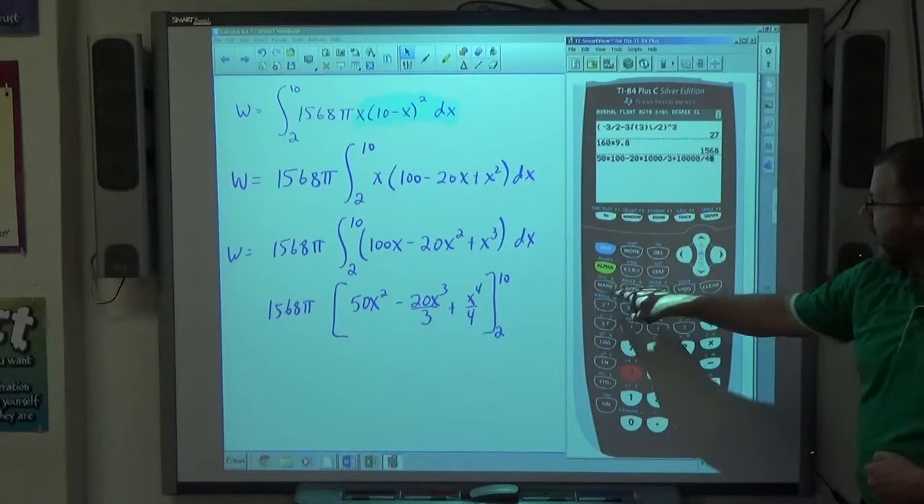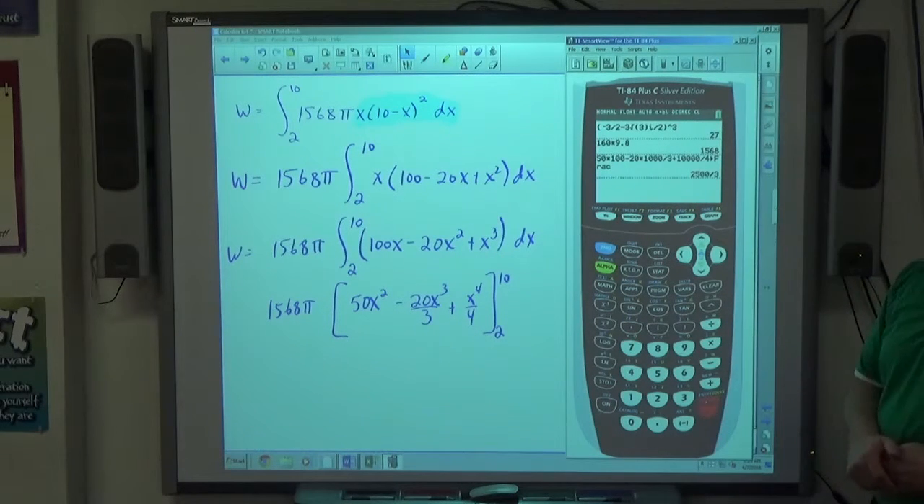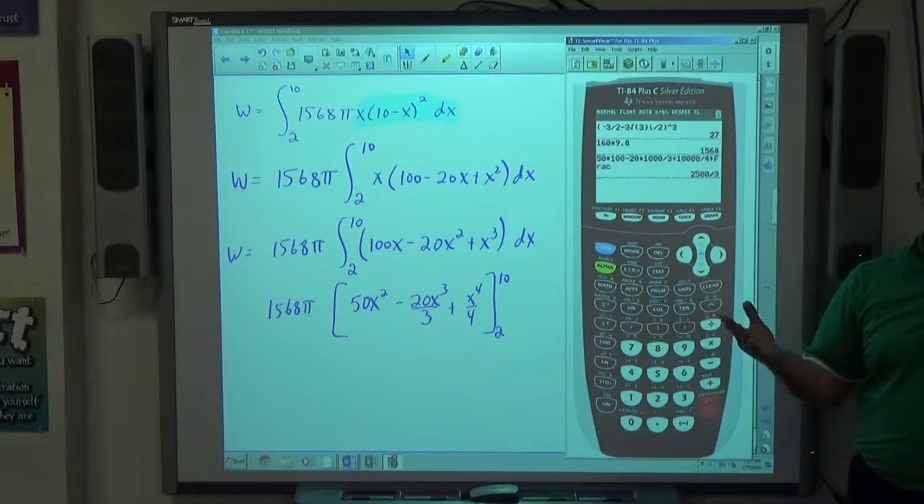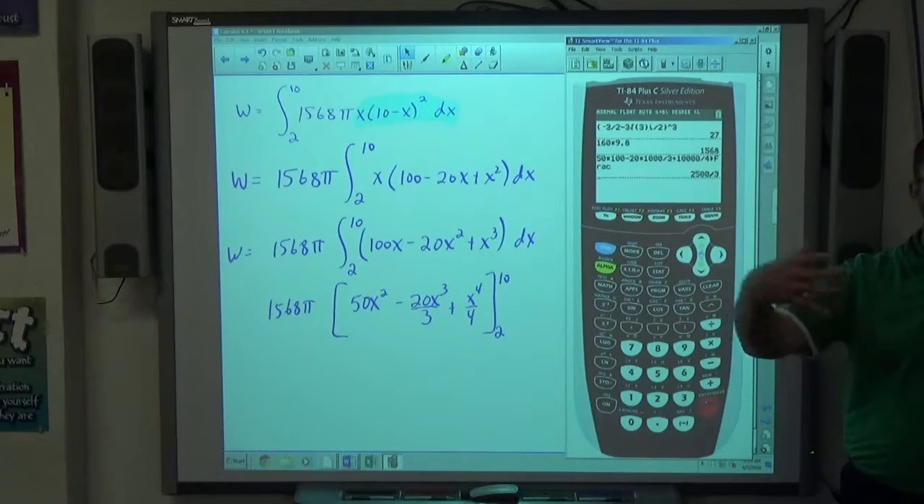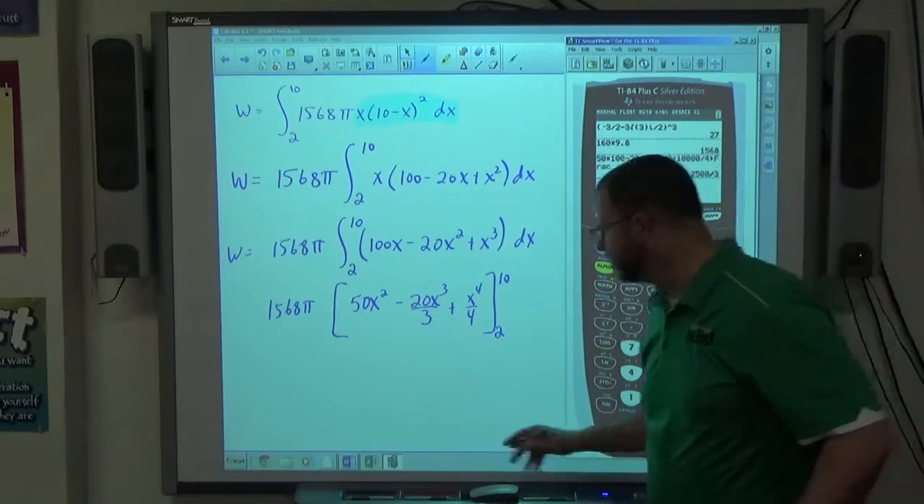I'm going to hit math, frac, enter. Oh good, it comes out. If it comes out to a nice pretty fraction, fine. I think if it's 5 digits on top or bottom, it doesn't create a fraction for you, but as long as it's 4 digits, it allows it. So 2,500 thirds.